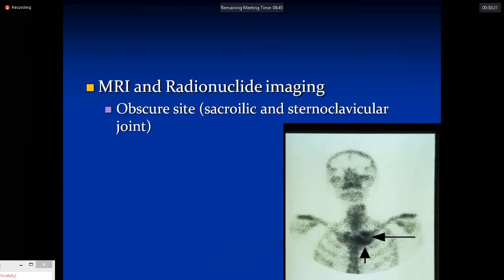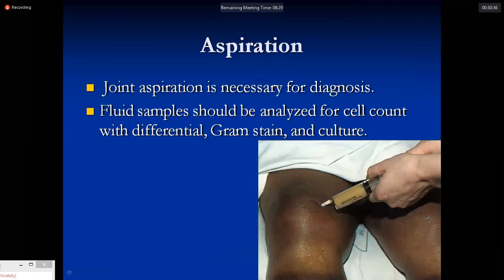So this is a bone scan in which the left-sided sternoclavicular joint has shown increased uptake. So this shows that there is some focus of infection in this area. Okay? So another mode of diagnosis is by aspiration.